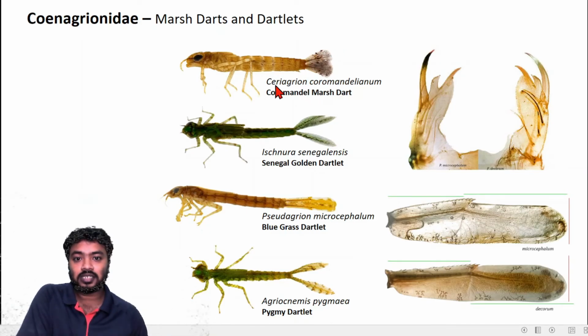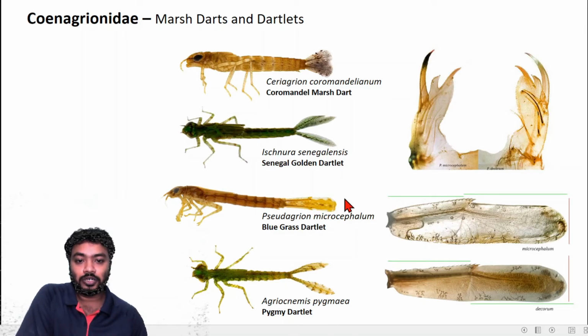See here, this is a Ceriagrion larva, Ceriagrion coromandelianum. Here the caudal appendages are short and rounded at the end. But in case of Ischnura, the gills are feathery and not short, quite long, but not very pointed. Okay, it is feathery but not very pointed.